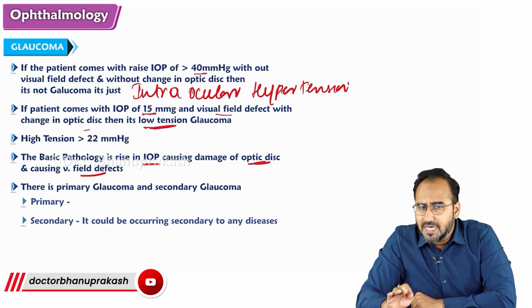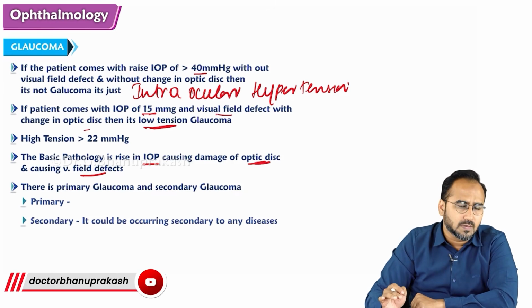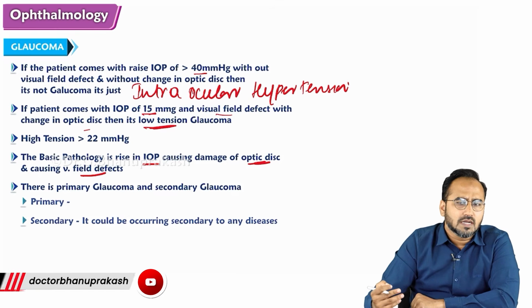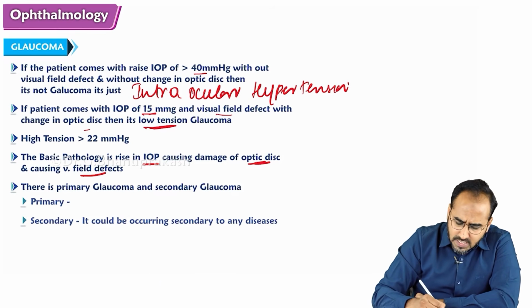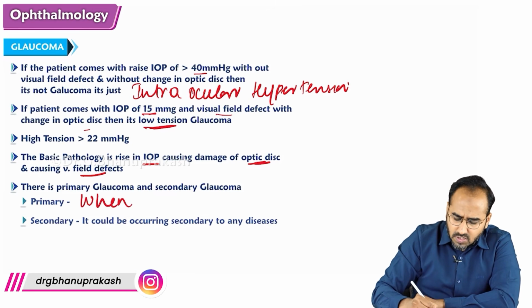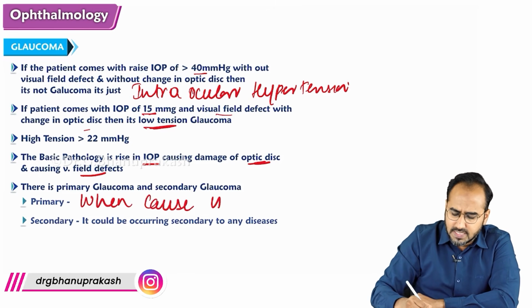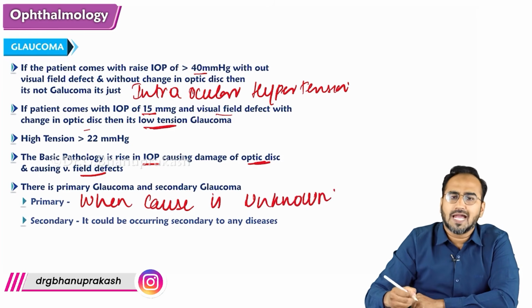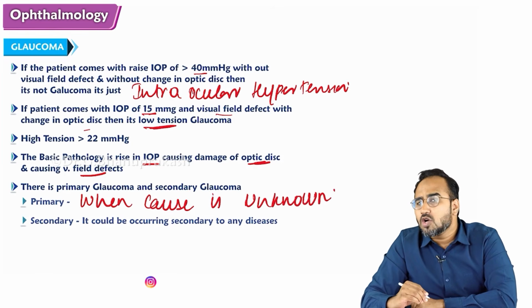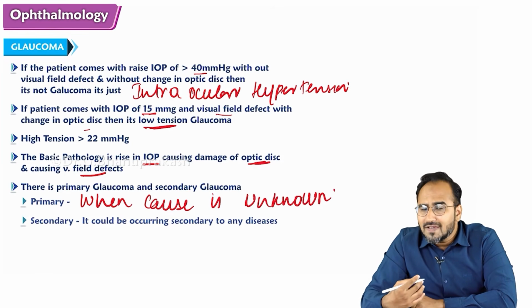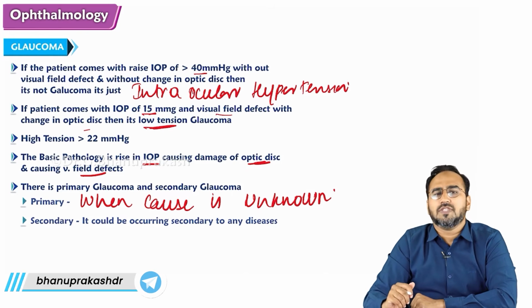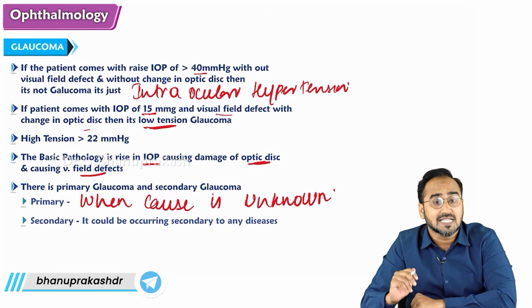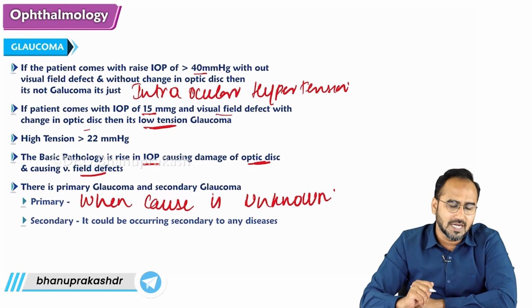One is called primary glaucoma, the other is called secondary glaucoma. Primary meaning what? When the underlying cause is not known. When the cause is unknown, that is called primary glaucoma. Secondary glaucoma meaning what? Glaucoma developing secondary to any other problems of the eye. That is called secondary glaucoma.